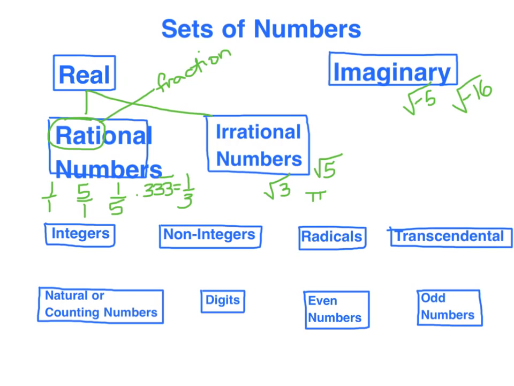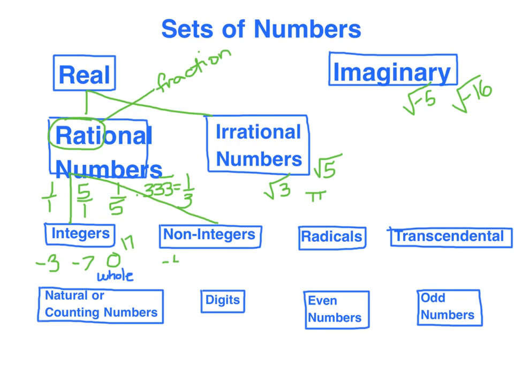Rational numbers now break down into integers and non-integers. So integers, don't forget, this is where I add my negatives, -3, -7. 0 is considered an integer, but it is also considered a whole number. So when I go from rational numbers to whole numbers, I add the number 0. And 17, any of those numbers are integers. Non-integers would be all the numbers in between.